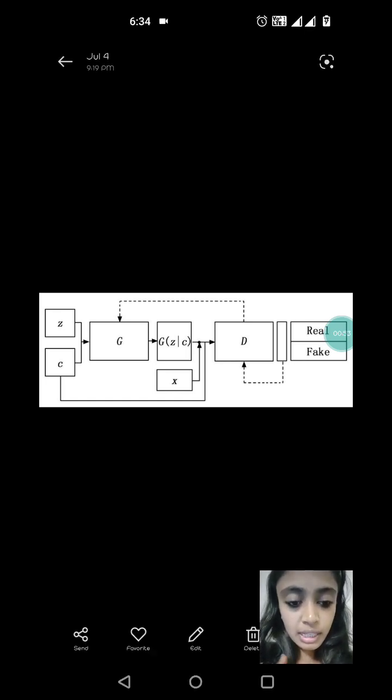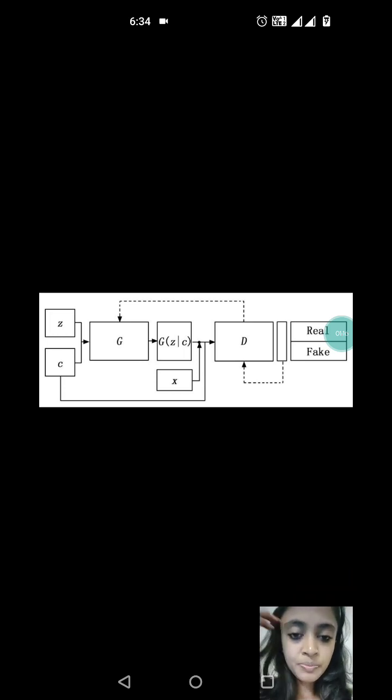Generator will get the input in terms of numerical order, and then it will process it and give the output as an image. The output image which has been generated by the generator will be the input for the discriminator, and that discriminator will check whether the image given by the generator is a real one or a fake one.